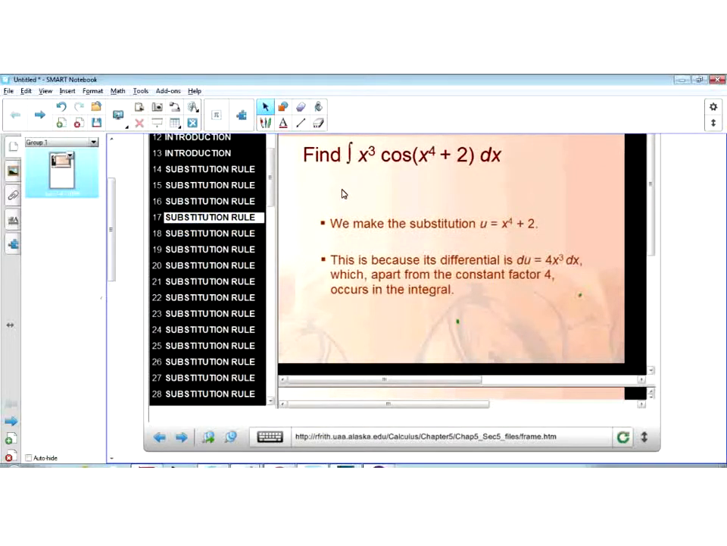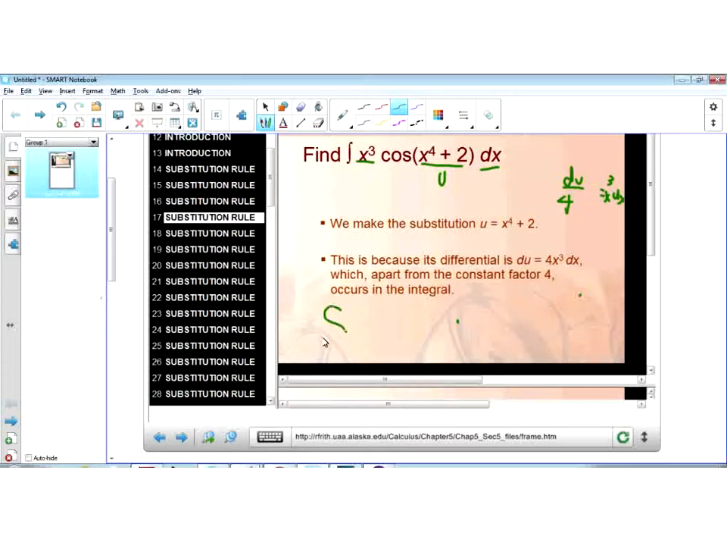Okay. So, for instance, consider this equation. If we let u equal the argument of the cosine function, so if we replace this with u, then of course, taking the differentials of both sides, du is equal to 4x cubed dx. But we don't have a 4x cubed dx. So what we have to do is say du over 4 is equal to x cubed differential x. Right. All right.